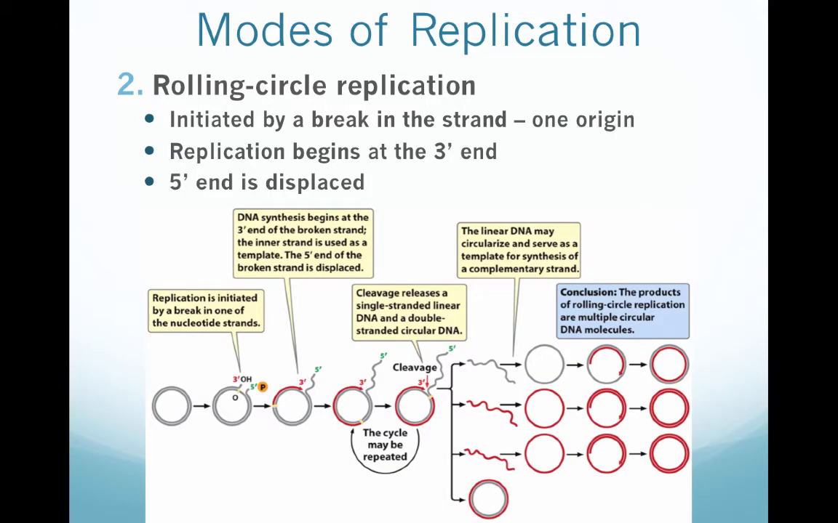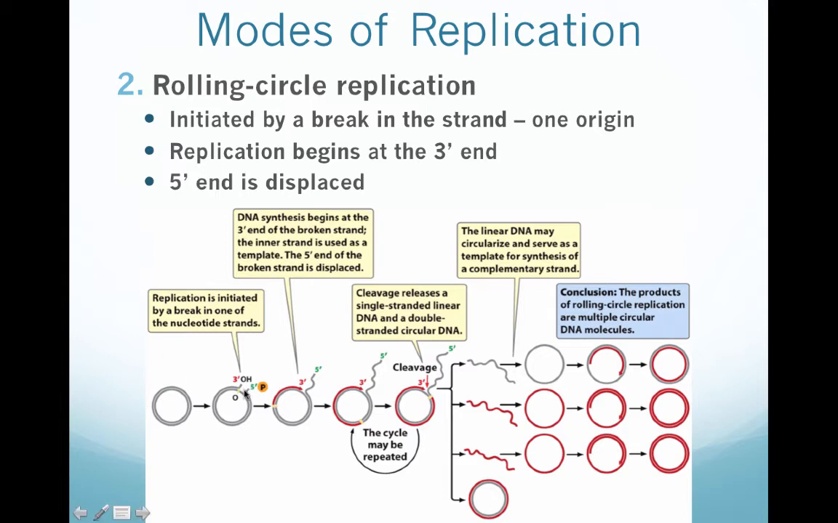The second model of replication is the rolling circle replication. It also occurs in bacterial models and smaller genomes. Okay, so the rolling circle replication is going to be a little bit different than theta because it's not bidirectional, it's unidirectional, meaning that it only goes in one way. So where we have a double-stranded piece of DNA or double-stranded chromosome here in a very simplistic cell like a bacterial cell, if that cell undergoes rolling circle replication, then the replication is going to be initiated by a break in one of the nucleotide strands.